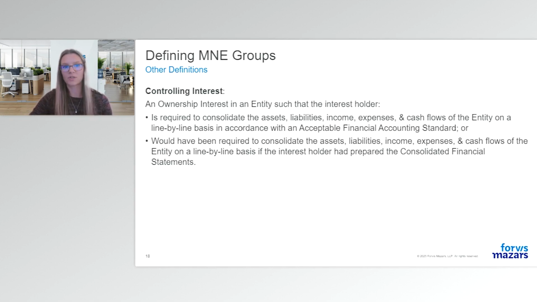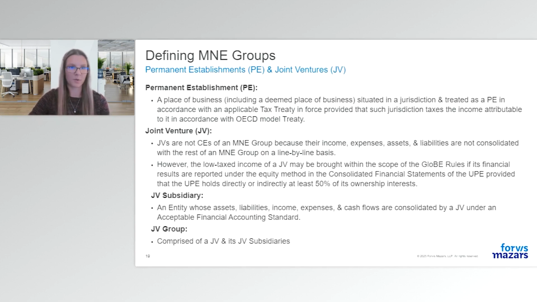You've heard us talk a little bit about controlling interest. It's an ownership interest in an entity such that the holder is required to consolidate assets, liabilities, income, expense, and cash flows on a line-by-line basis, or it would have been required if it had prepared consolidated financial statements in line with an acceptable financial accounting standard. And finally, we have permanent establishment, so a place of business or a deemed place of business in a jurisdiction, and it's treated as a permanent establishment in accordance with an applicable tax treaty in force.